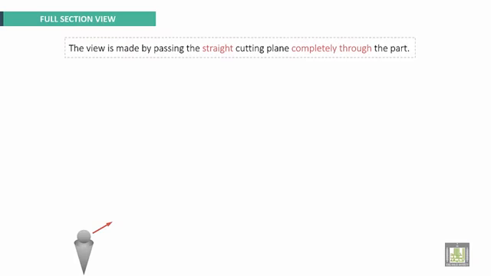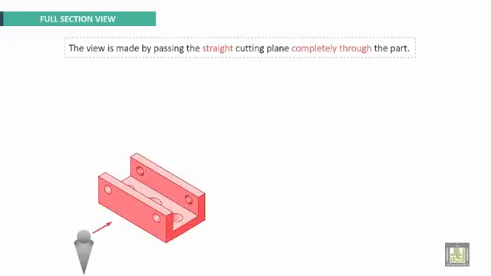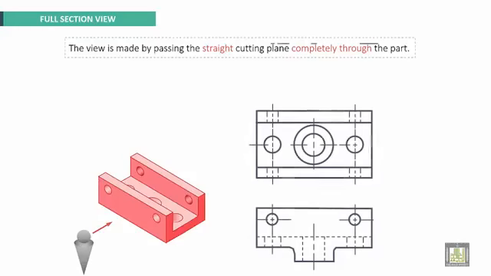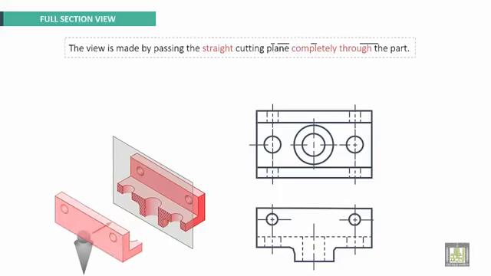We will start by full section view. The view is made by passing the straight cutting plane completely through the part. Here we have the part. These are original views using dashed line. If we take the plane here, cross section plane, it passes through all the part and makes the section. This is called full section view, and we'll get finally the sectional view here with dashed lines.